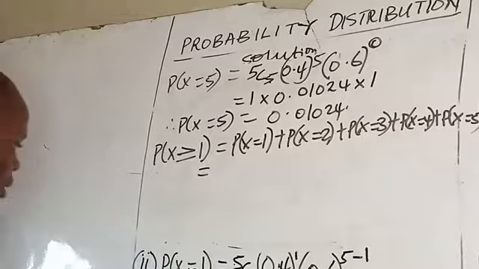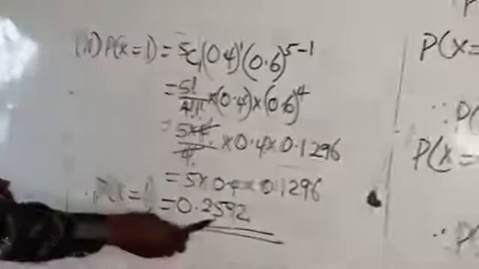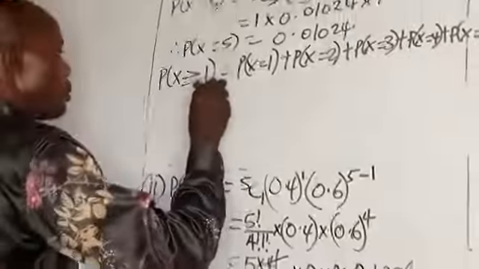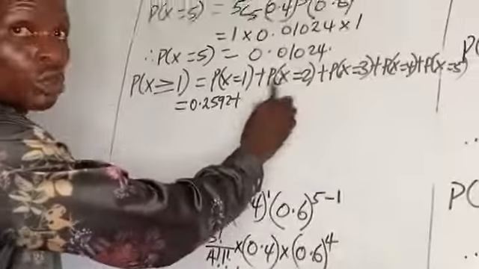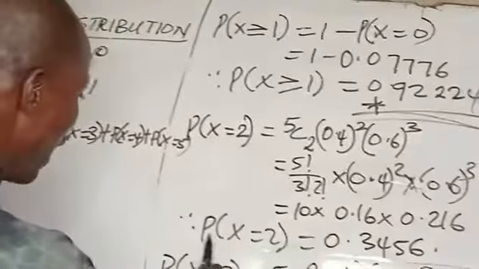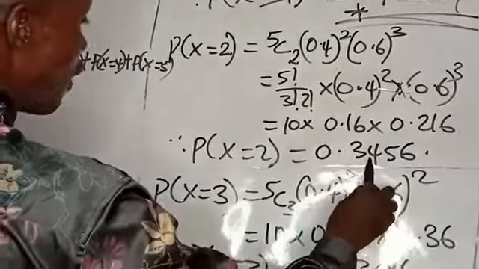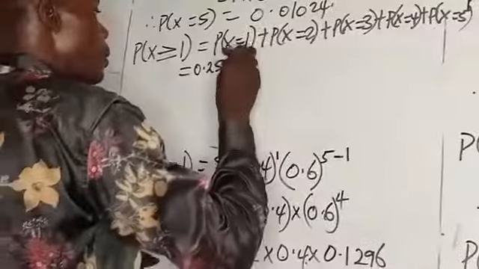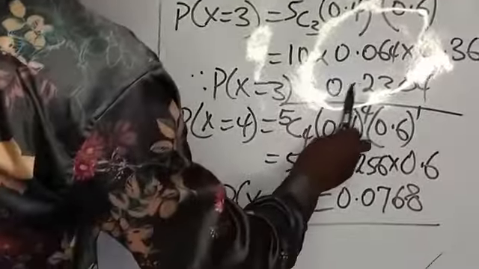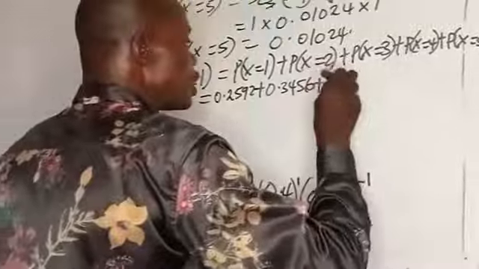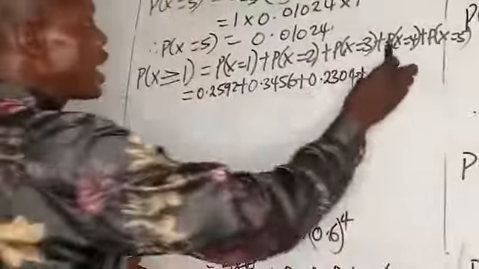Probability of x equal to 1 gives us 0.2592, plus probability of x equal to 2, which is 0.3456, plus probability of x equal to 3, we got 0.2304, plus probability of x equal to 4.